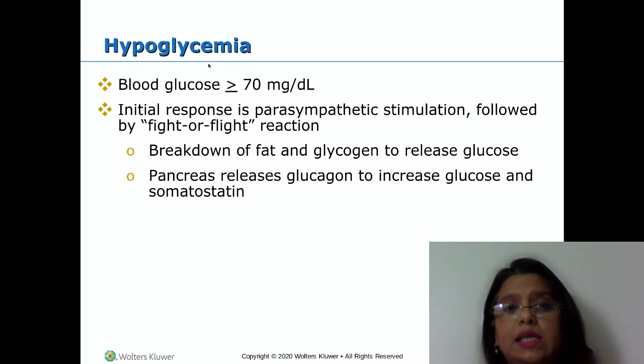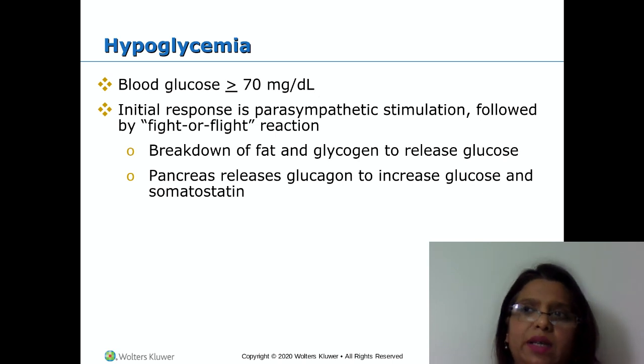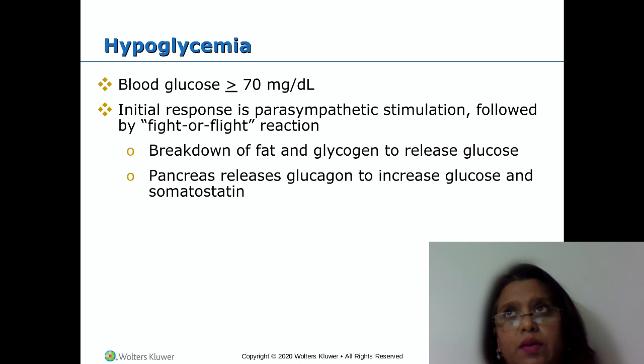Hypoglycemia. Hypoglycemia is when a patient's blood sugar is less than 70 milligrams per deciliter. What's your normal blood sugar? Approximately 100 to 120. It should be above 70 and goes up to 120 to 140. Above 140 is high blood sugar, and less than 70 is low blood sugar. Okay, so whenever you check blood sugars, you should know that that's the range of blood sugar. So hypoglycemia means low blood sugar.